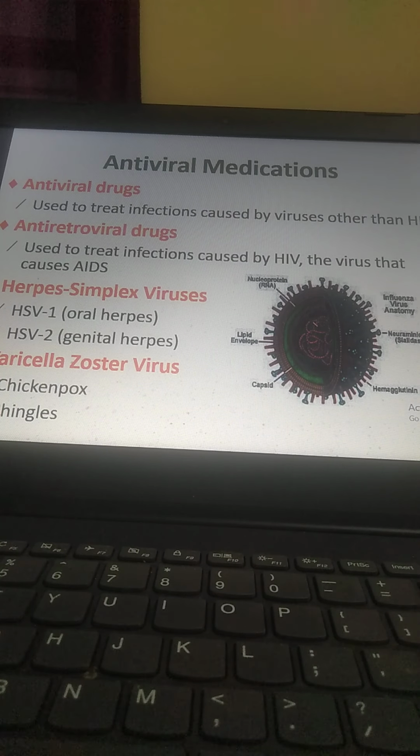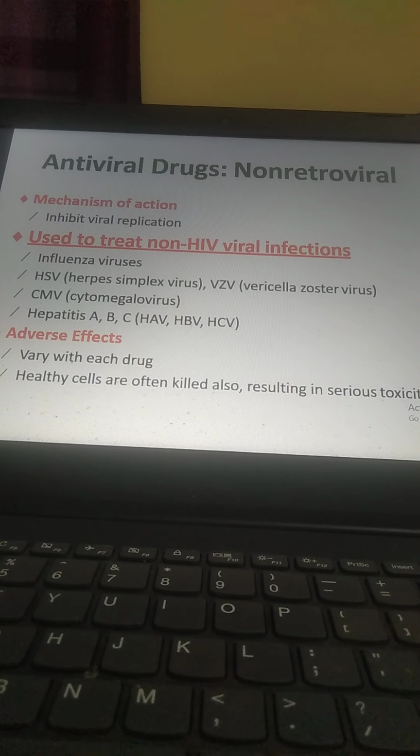I have already told you that this kind of virus has the influenza virus anatomy: outside there is neuraminidase and hemagglutinin, then a capsid lining, a lipid envelope, and then RNA inside in the cytoplasm. So these are RNA viruses. Antiviral drugs are non-retroviral. The mechanism of action is to inhibit viral replication, and they are used to treat non-HIV viral infections.